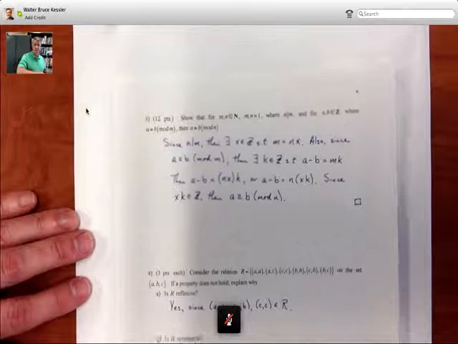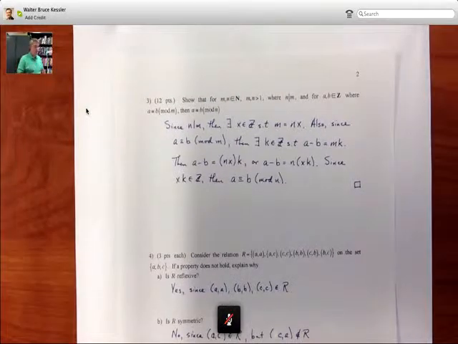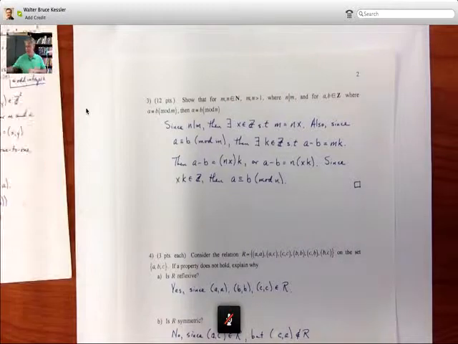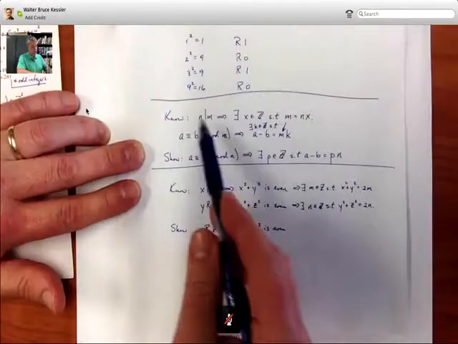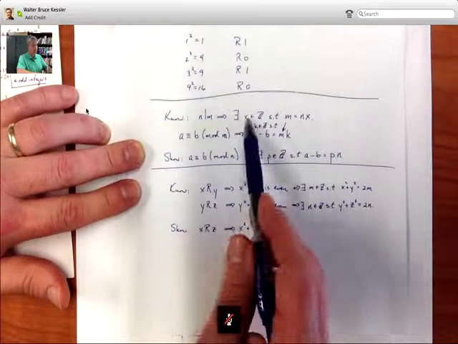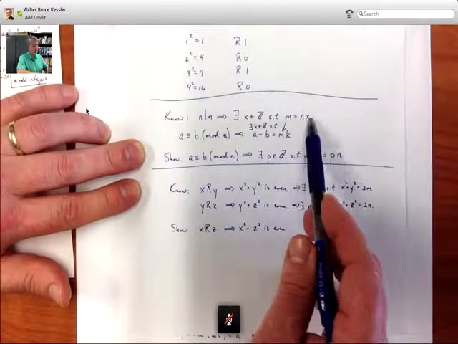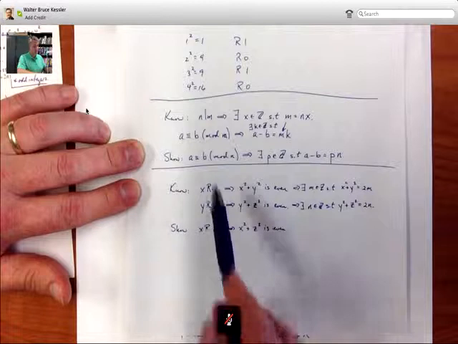This one seemed to rough people up a little bit. Show that for natural numbers m and n greater than 1, where n divides m, and we know that a is congruent to b modulo m, that also a is congruent to b modulo n. Okay? So again, this is one where I kind of said, all right, what do you know and what do you have to show? And what you know is, okay, n divides m, that means we can find an integer x such that m is n times x.